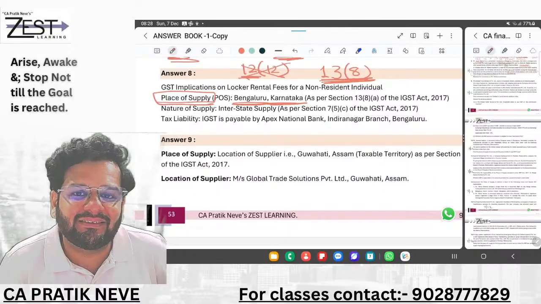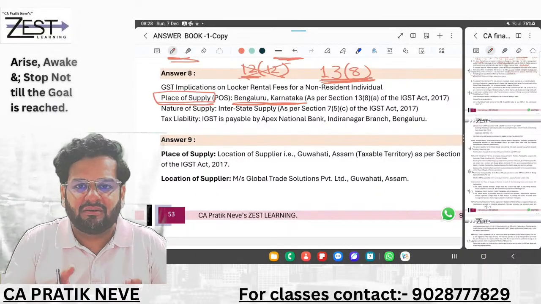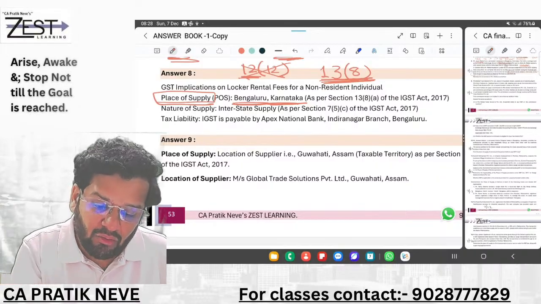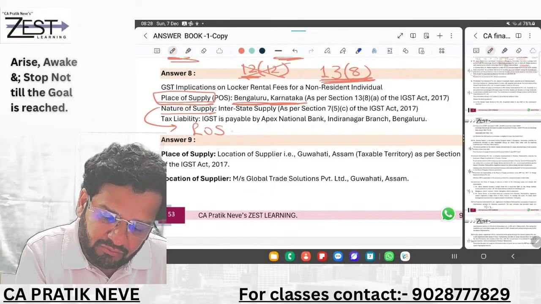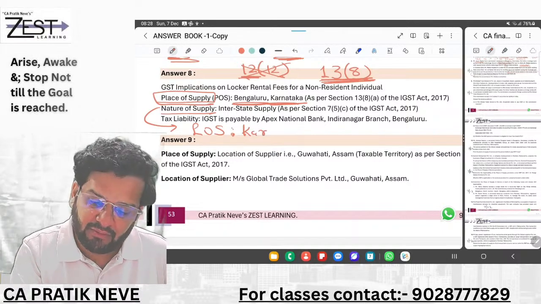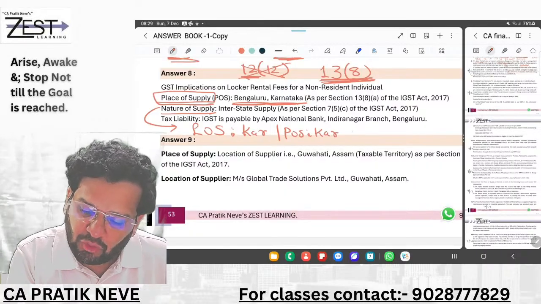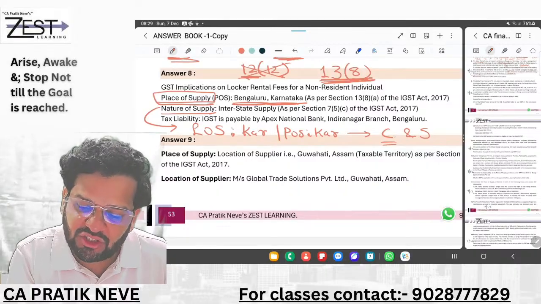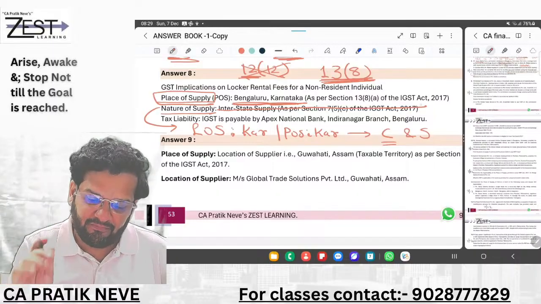Location of bank is, tell me, of course, Karnataka. So, place of supply will be Karnataka. Now, which supply does it become? If you really observe, location of supplier is Karnataka and place of supply is also Karnataka. So please charge CGST and SGST. Don't charge IGST. It is an intrastate supply itself.